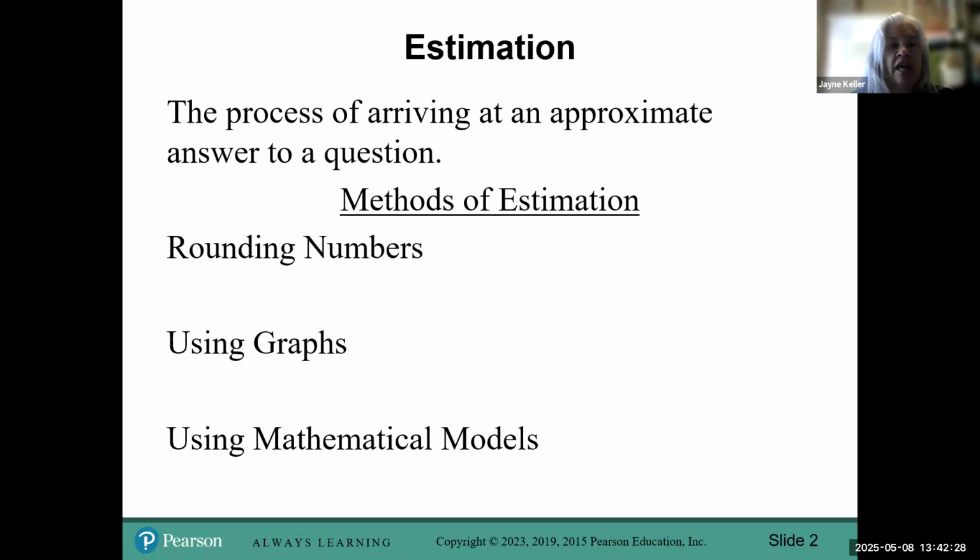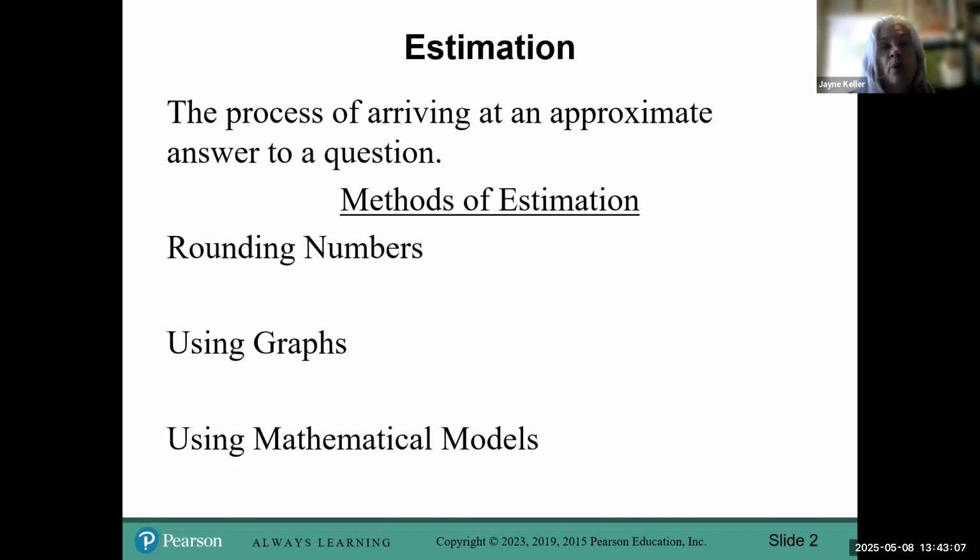So estimation is just a way of giving ourselves an approximate answer. And many times we think we have an exact answer, but we really have an approximation. One way we can estimate is by rounding numbers. We do this all the time. If something costs $10.99, in my head I automatically think that's $11, right? So I just rounded that to the nearest dollar. We're also going to look at using graphs and how we can estimate things by looking at a graph, and then mathematical models.